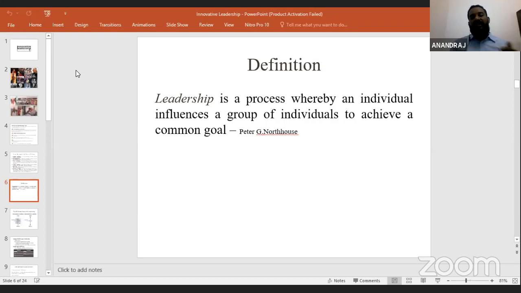That's why leadership is always a process, a never-ending thing, whereby an individual influences, that is, the leader influences the group. See, a leader cannot be a single person. If you want to be a leader, you are supposed to have a follower. But we can say each and every individual is a leader. Yes, that is also a correct statement.